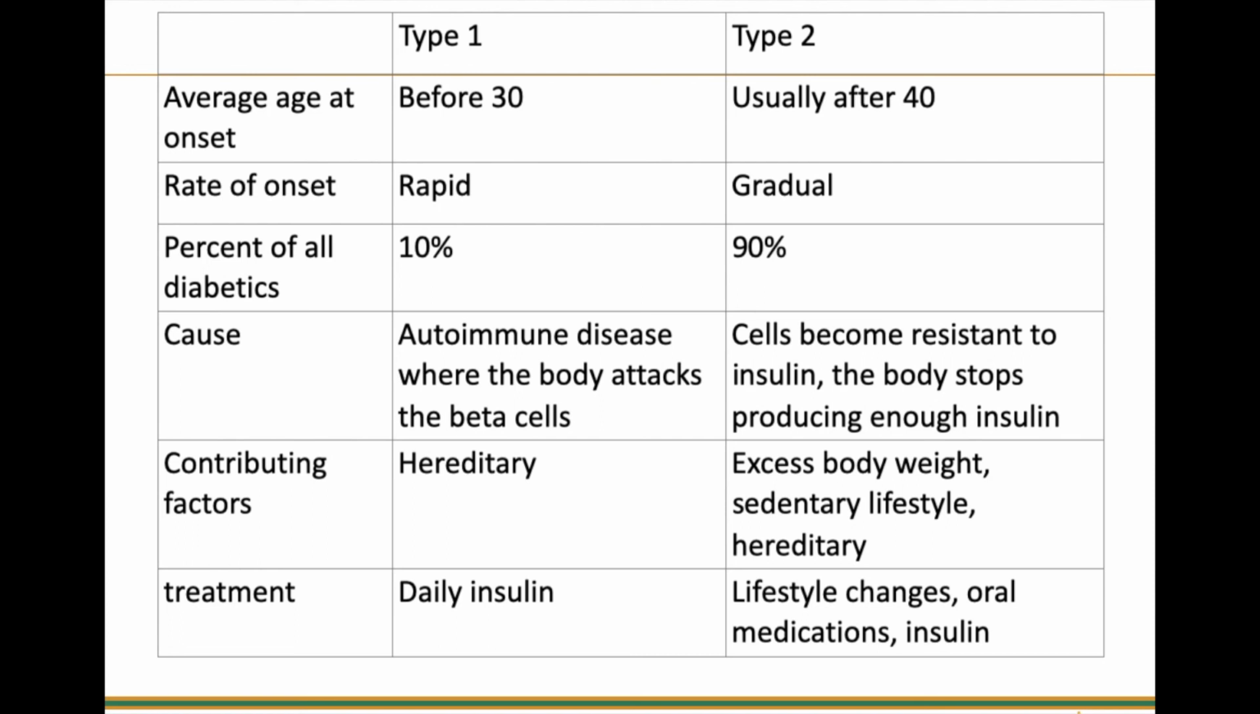Then for treatment, for type 1, they need daily insulin. That can be through injections, or now they have insulin pumps that pump it under your skin constantly. For type 2, lifestyle changes can treat it: getting more exercise, eating better. There are some oral medications that help your body use the insulin better. And if it gets bad enough, these people need insulin injections as well.